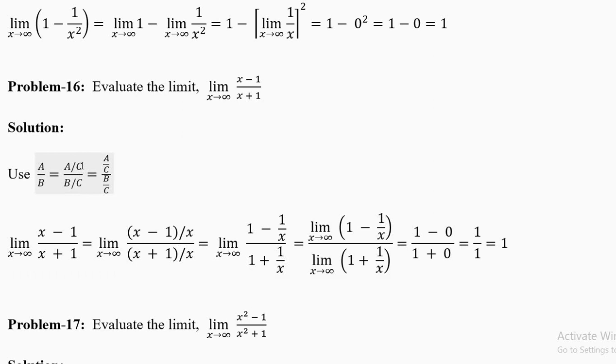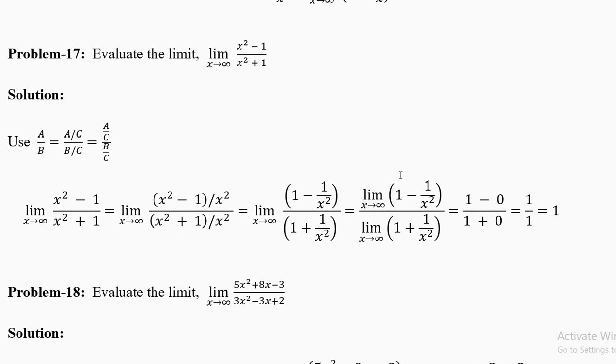a by b divided by c up and c down is a by c, full divided by b by c. You'll get (1 minus 1/x) divided by (1 plus 1/x). In this question the limit is 1 minus 0. Here the limit is 1 plus 0. 1 divided by 1 is 1. And this is like combining the previous question.